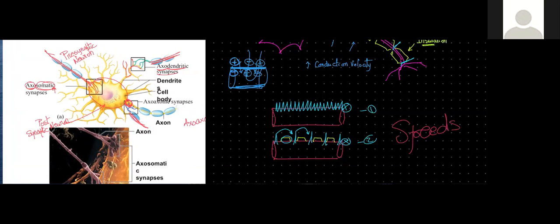Again, what do we call the nerve cell that will be located before the synapse? It's my presynaptic neuron. Well, the one that comes after the synapse, it's my postsynaptic neuron.